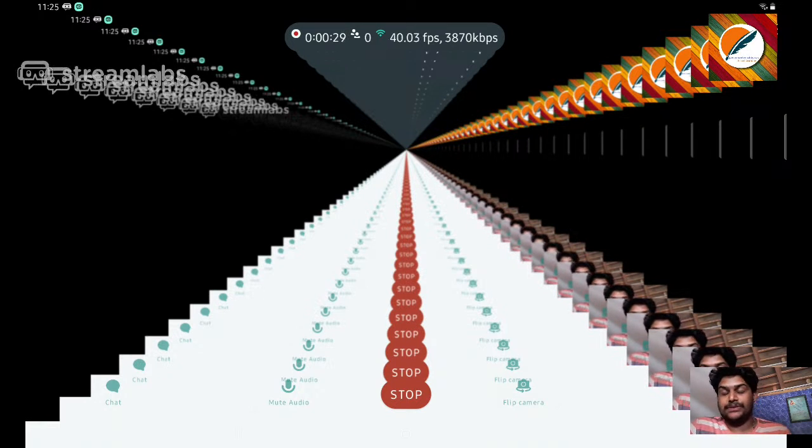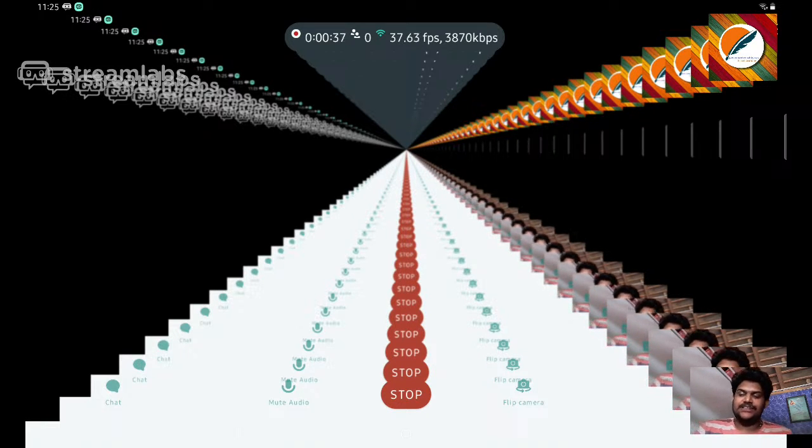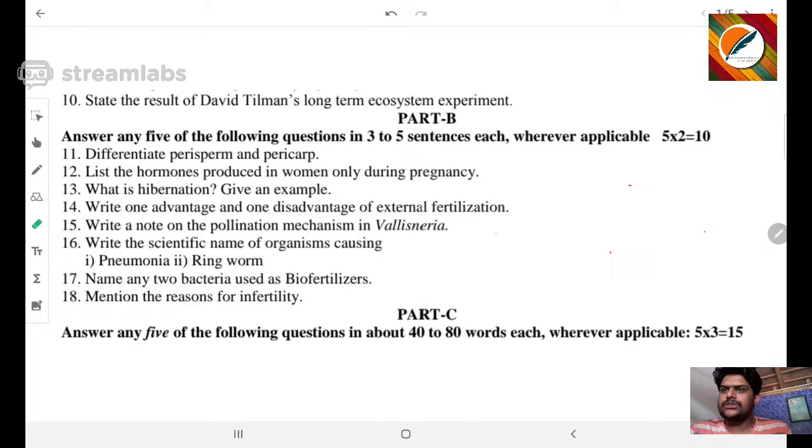Today on that basis, I'm going to explain the next continuation part of model question paper one, which has been published by the Government of Karnataka, that is the PU board. I'm going to do it in a little bit different way. So here are the questions.